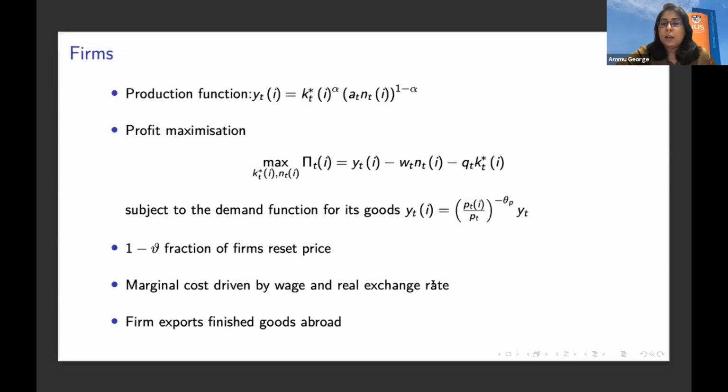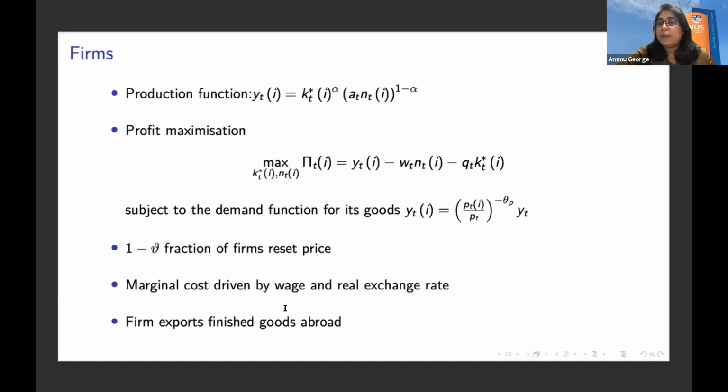We assume Calvo-style price stickiness, in the sense that only a fraction of the firms are able to reset their prices in a given period. Since the real exchange rate is the amount of payment for the imported intermediate inputs, the marginal cost is driven by both wages and the real exchange rate. This is an important channel through which the real exchange rate dynamics have an impact on domestic price inflation in the economy. Then finally, firms export finished goods abroad.